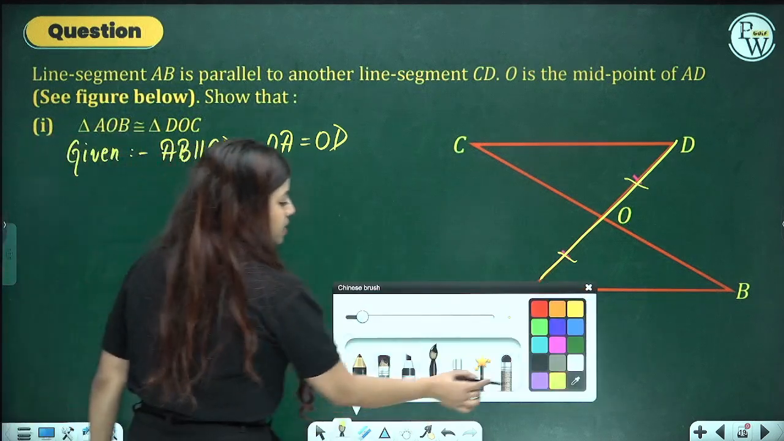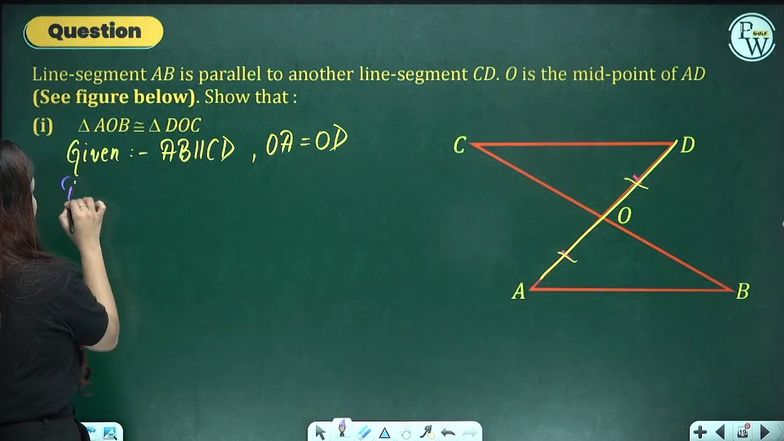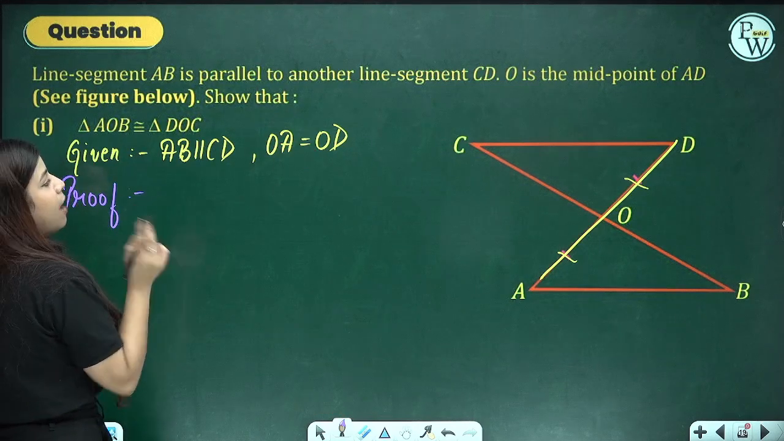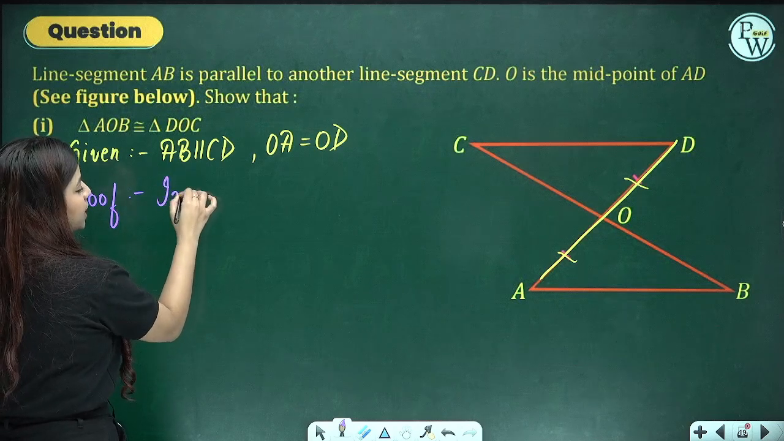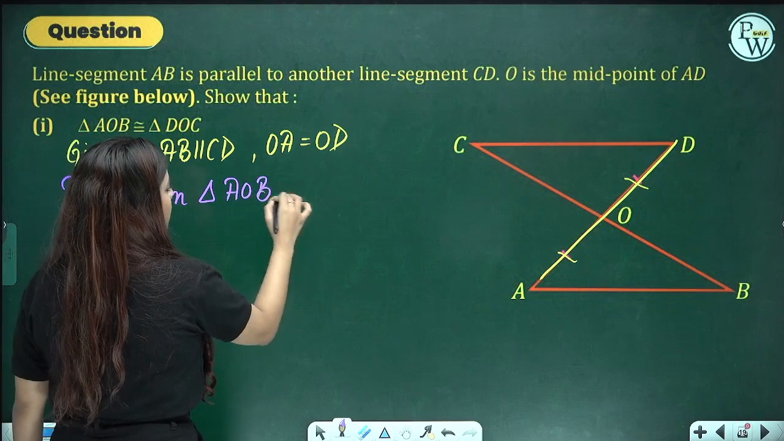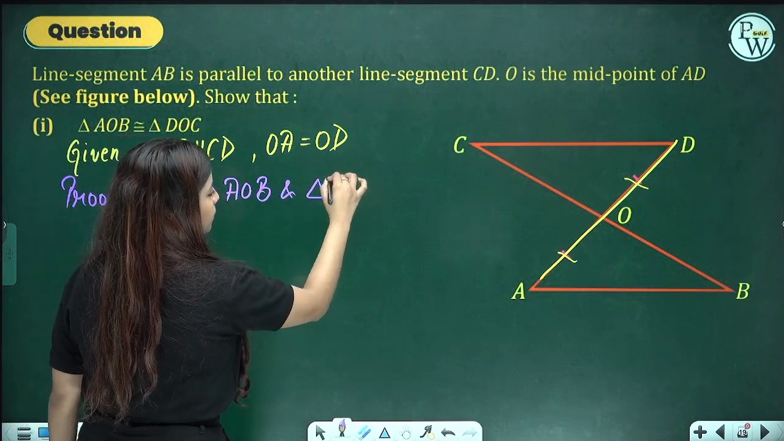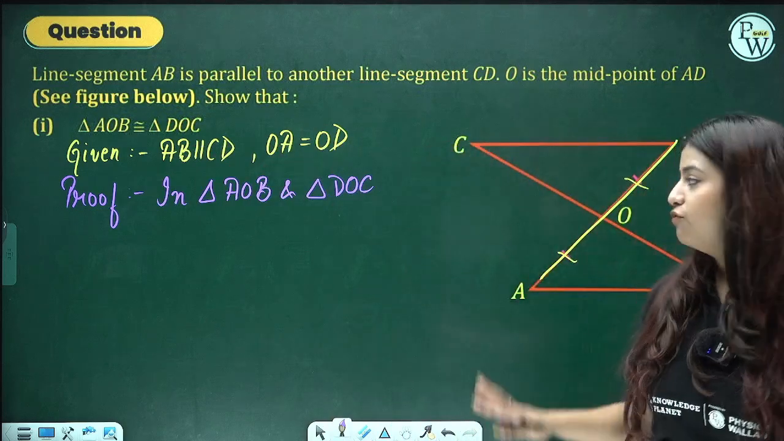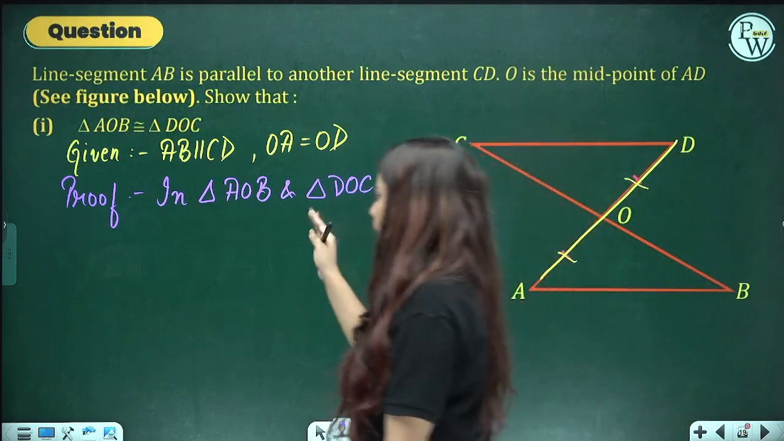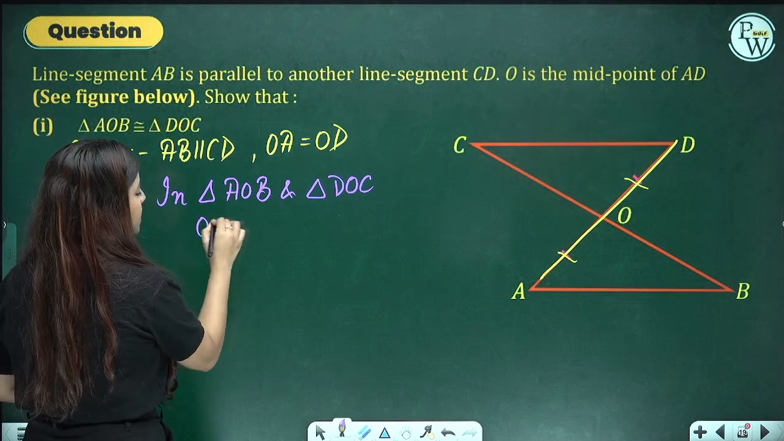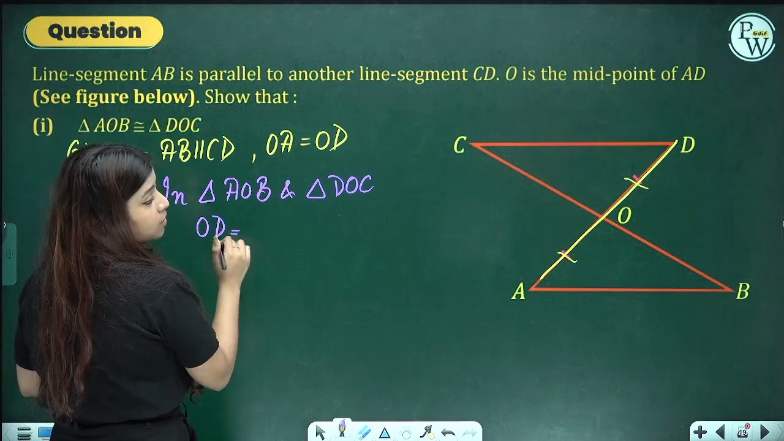Now let us do the proof, students. In the proof, first of all, we have to write which triangles we are choosing. So in triangle AOB and triangle DOC, these are the two triangles that we are choosing for congruency. Now AOB and DOC are there. So what can we say? We can say that OD is equal to OA, students.